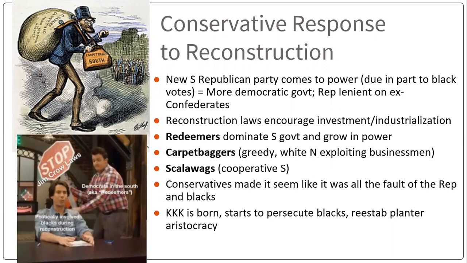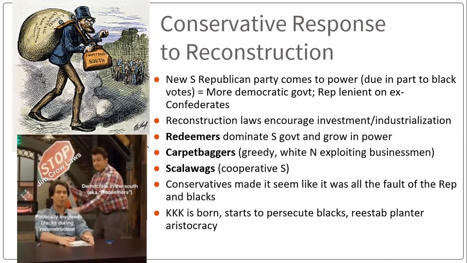Northern businessmen are going to start bringing money to the South to rebuild and extend their own businesses, bringing jobs. That's how we're going to get a couple of names for people. We have the Redeemers. These are dominant Southern government people, and they're going to grow in power. We have the Carpetbaggers, which are greedy white Northern businessmen who are going to exploit the cheap labor and land in the South for their own business gain. And we have the Scallywags, which are people from the South who would cooperate with the Carpetbaggers.